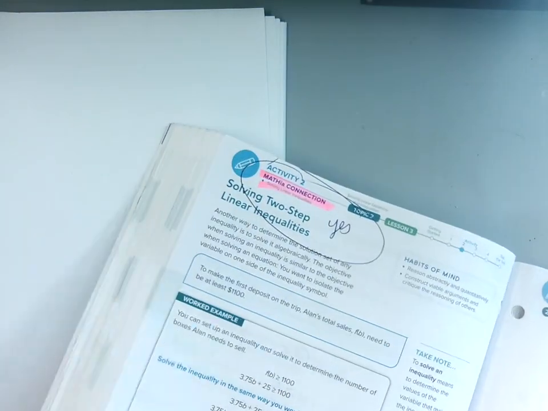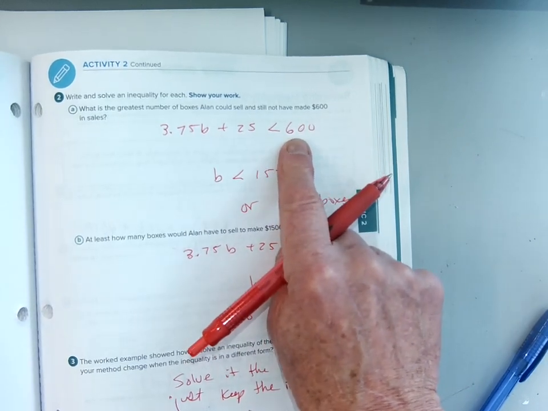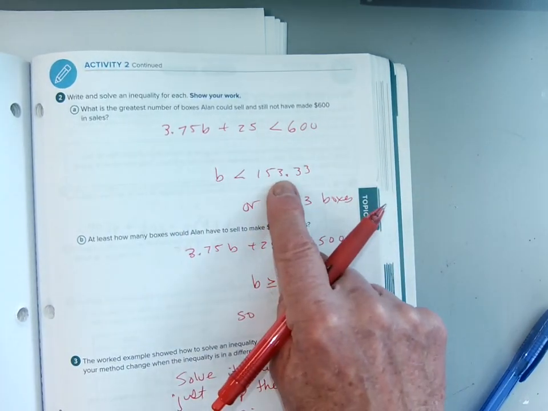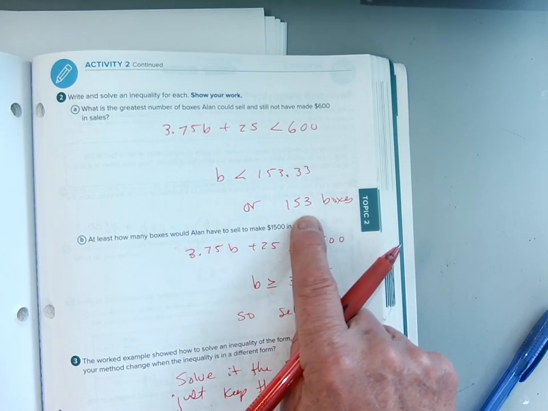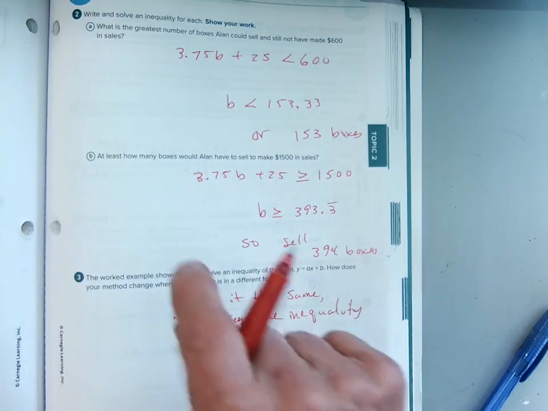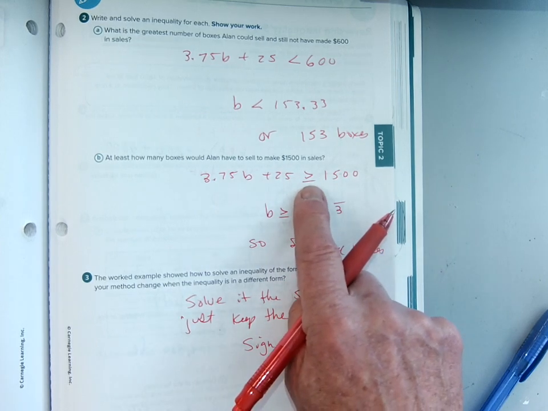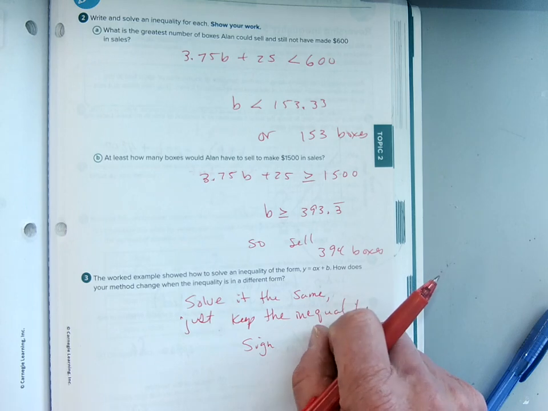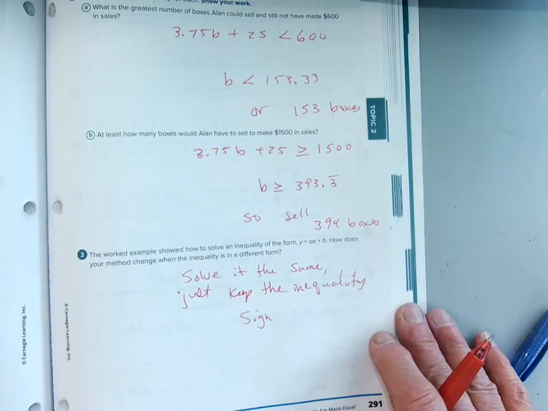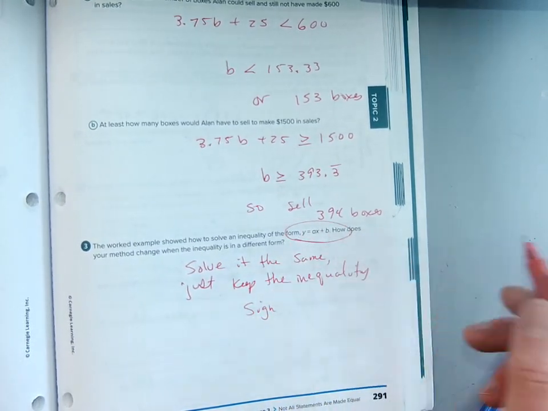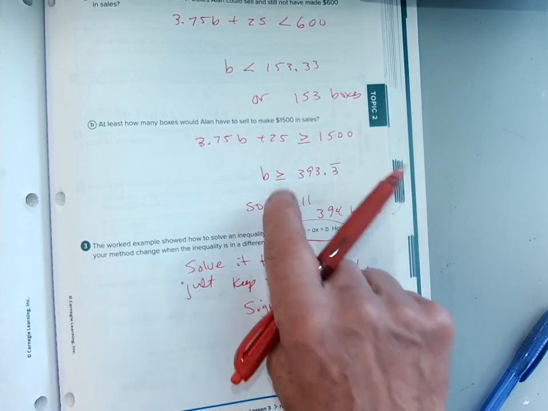Now, what's the greatest number of boxes Alan could sell and still not make more than $600? So we set it less than 600 because we're going to go over that, and we solved it. Okay, 153.3, round that to 153 boxes. 153 boxes would be okay, and that would work, okay? And then at least how many boxes does Alan have to sell to make $1,500 in sales? So it's got to make more than that. So we solve that. We get a decimal, so we round that up to 394 boxes. And so the work is the same as y equals ax plus b. The only thing you have to be careful of is the sign, whether the inequality sign is going to be greater than or less than.